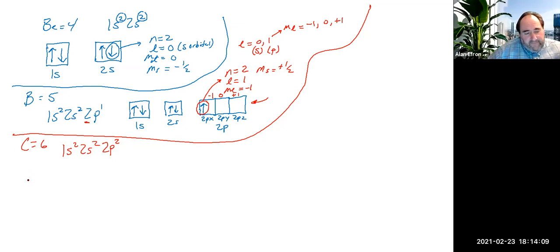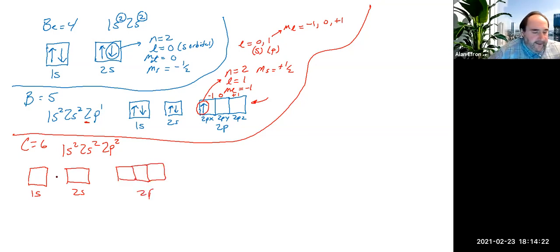Orbital diagram going to look very similar. Again, we're going to have our box for our 1s. We will have our box for our 2s. We'll have our 3 boxes for our 2p. It's going to go up. It's going to go down. Going to go up. Going to go down. First one's going to go here.